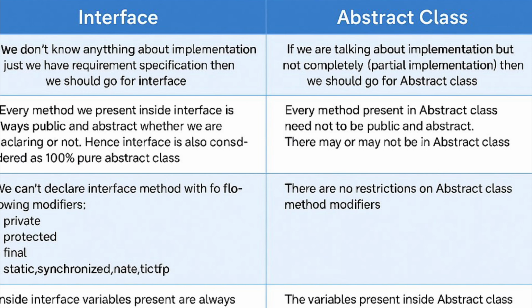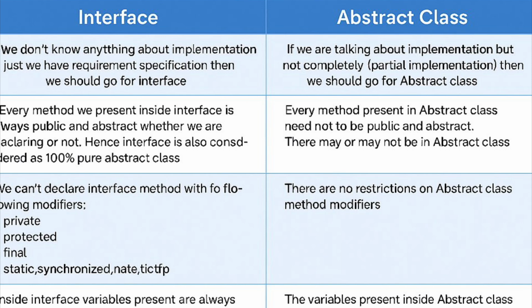Point 1. Purpose and use case. If we don't know anything about the implementation, like how a feature will work, but we know what it should do, we go for an interface. Think of it as a contract that says, hey, any class that implements me must provide this method. On the other hand, if we want to talk partially about how things should be done, we use an abstract class. It allows us to give some implementation but still leaves some part for the child class to define.